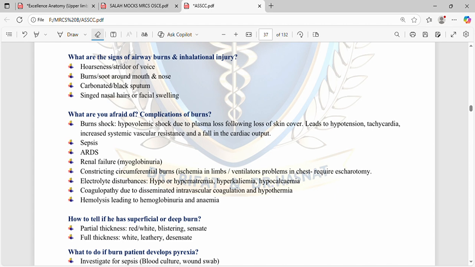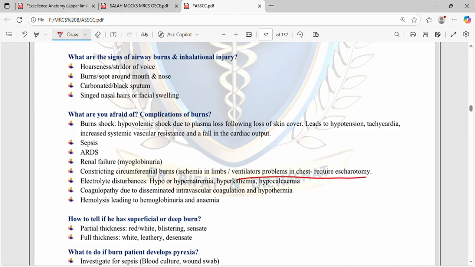Burn shock: hypovolemic shock due to plasma loss following loss of skin cover leads to hypotension, tachycardia, increased systemic vascular resistance, and a fall in cardiac output. Sepsis can occur, as well as ARDS and renal failure due to myoglobinuria. Constricting circumferential burns cause ischemia in limbs and ventilatory problems around the chest, so you should do an escharotomy. Also electrolyte disturbance: hypo- or hypernatremia, hyperkalemia, and hypocalcemia; coagulopathy due to disseminated intravascular coagulation and hypothermia; and hemolysis leading to hemoglobinuria and anemia.